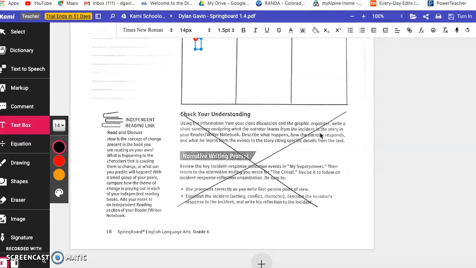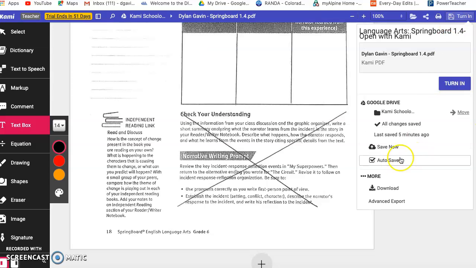Once again, you will get Monday and Tuesday. Notice this is crossed off. You do not have to do anything down here. Quick reminder, don't forget to go to turn in, auto save your work, and then hit this big blue button to submit it to me so I can grade it accordingly.